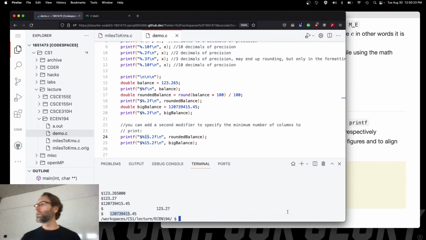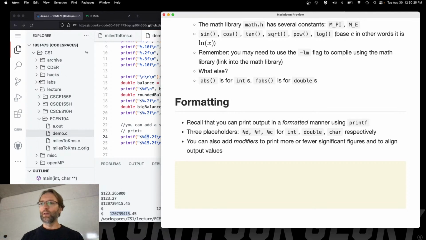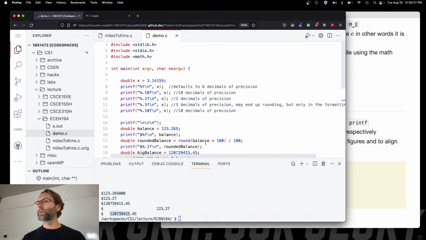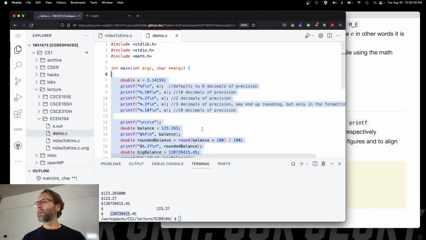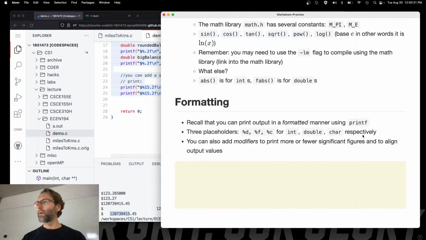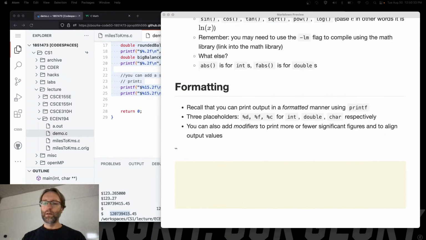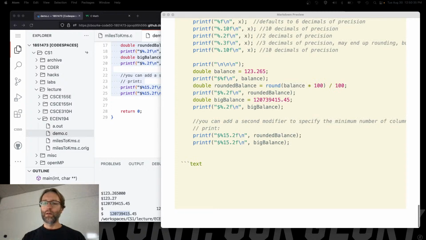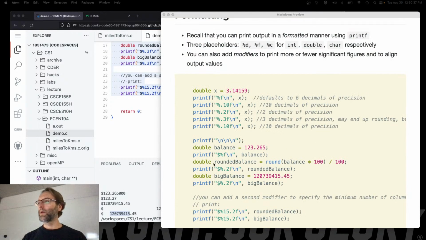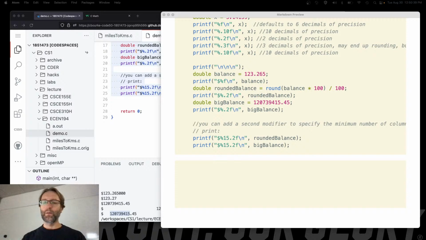No? Okay. Then I'll make sure that you have this in the notes. All right. And there we go. All right. You have all that in the notes now. All right. So let's talk about non-interactive input.